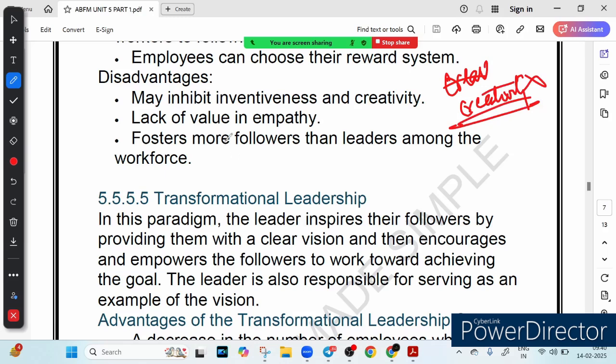The next is lack of emotional connection. No emotional connection is there. It means less focus on empathy or personal growth. So you can see lack of value in empathy. The third downside is more followers, fewer leaders. So leaders are few, followers are more. It means employees may not develop leadership skills. So transactional leadership is great for structure and discipline, but it may limit innovation.